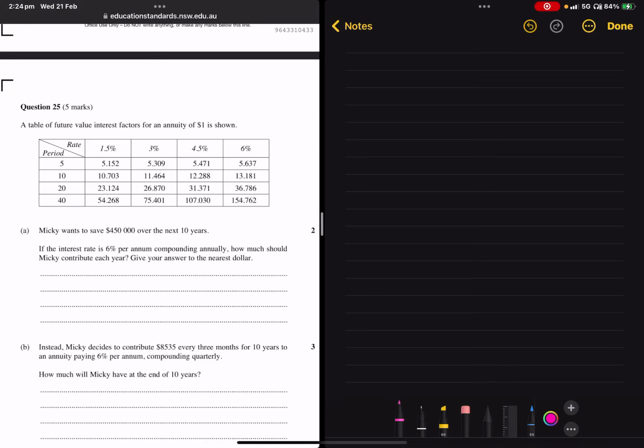Okay, so we're going to take a look at another question from the 2023 HSC Standard 2 Maths paper. This is question 25. Now this question also appears in the Advanced Maths paper as question 15. It's exactly the same question in both papers. So we're told a table of future value interest factors for an annuity of $1 is shown.